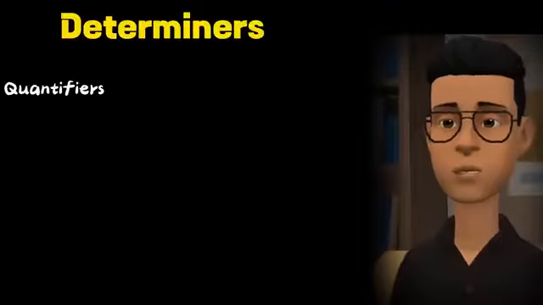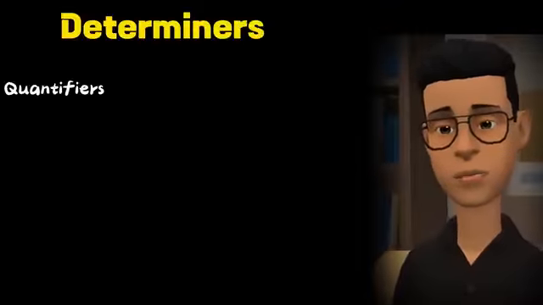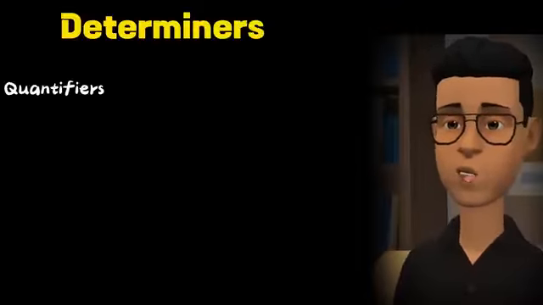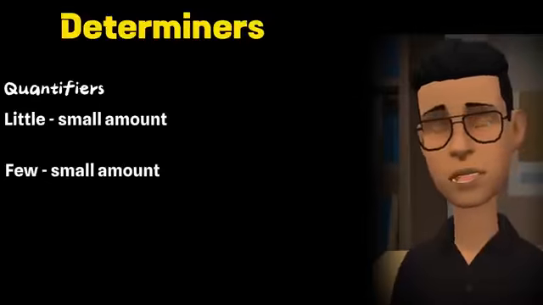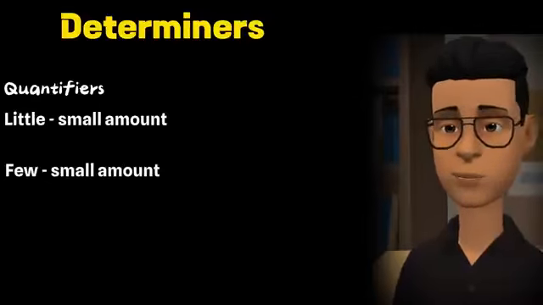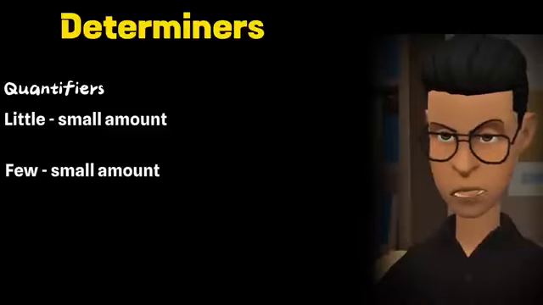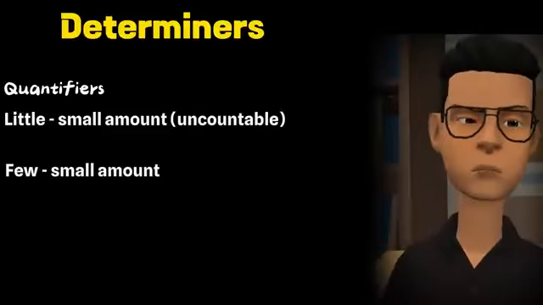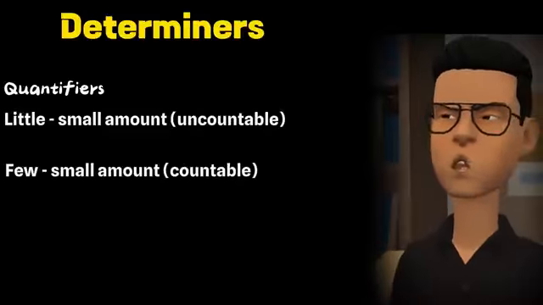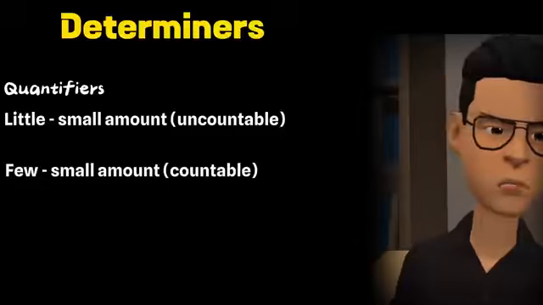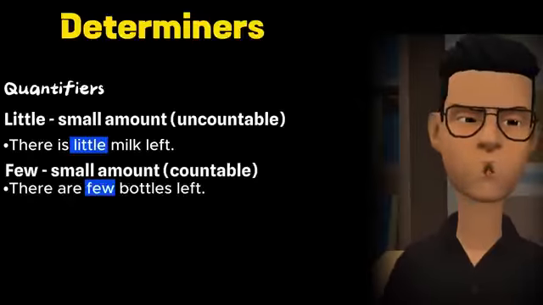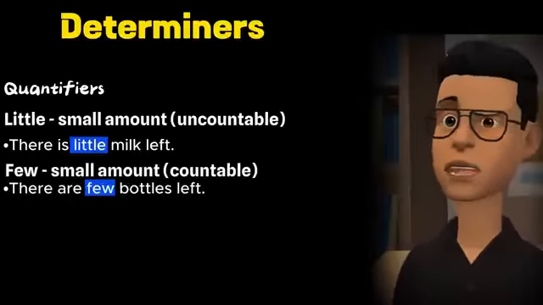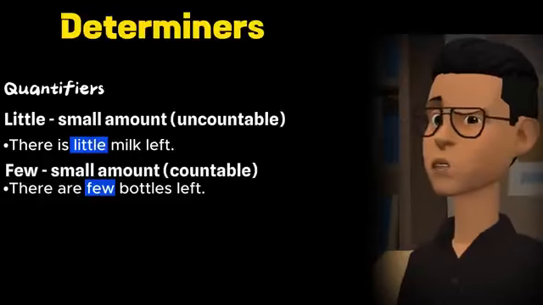The last one, quantifiers. As the name suggests, they tell about the quantity of the noun. Little and few. Both are used to refer to a small amount. The difference is that little is used before uncountable noun, while few is used for countable nouns. For example, there is little milk left. And there are few bottles left. You cannot count milk, but you can count bottles.